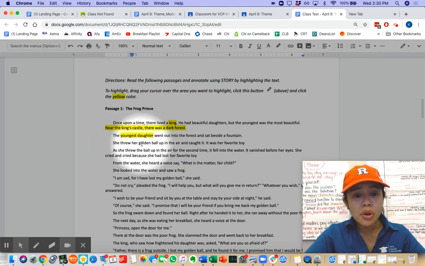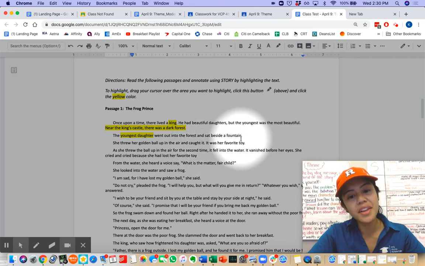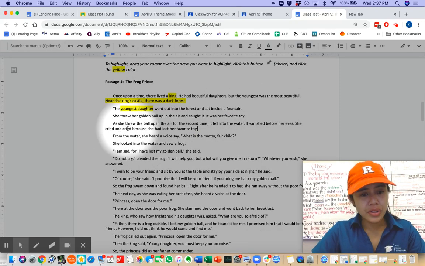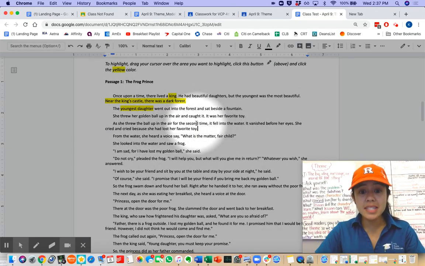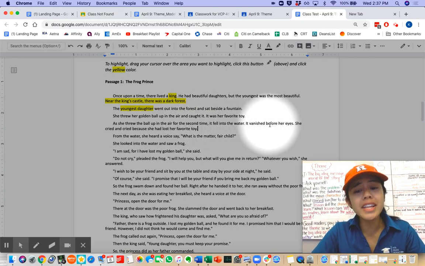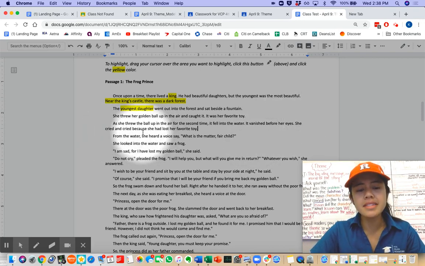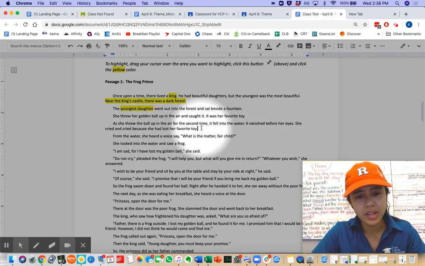She threw her golden ball up in the air and caught it. It was her favorite toy. As she threw the ball up in the air for the second time, it fell into the water. It vanished before her eyes. She cried and cried because she had lost her favorite toy.